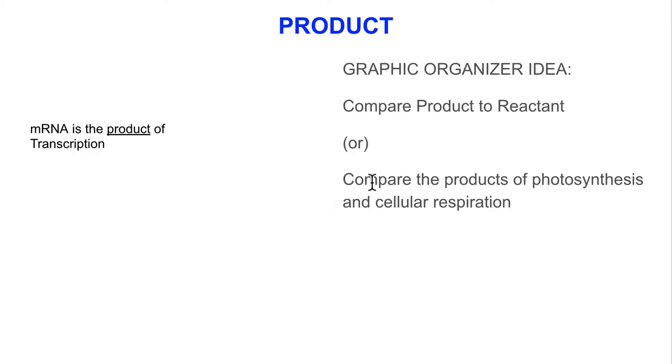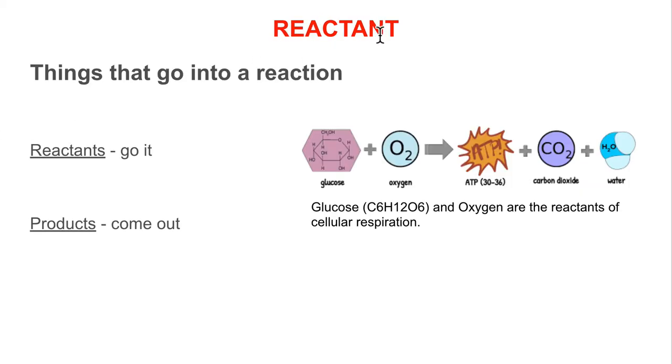I prefer that you do this one. It's going to be more advanced. It will help you learn it. Here's a little sentence for you. mRNA is the product of transcription. All right, and reactants go in. That should say in, not it. And products come out. So glucose, oxygen are the reactants of cellular respiration.